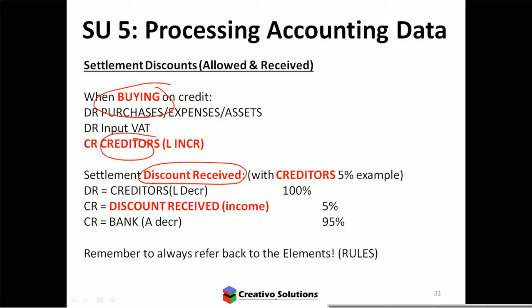Can I have a discount allowed for a creditor? No. Okay, because then that changes the relationship. Discount allowed will only arise with the debtor. Discount received will only arise with the creditor.